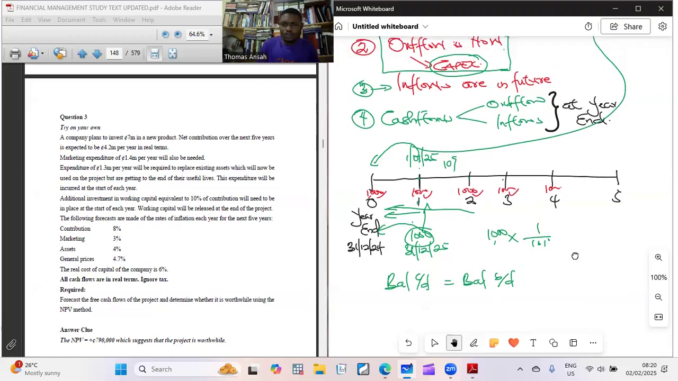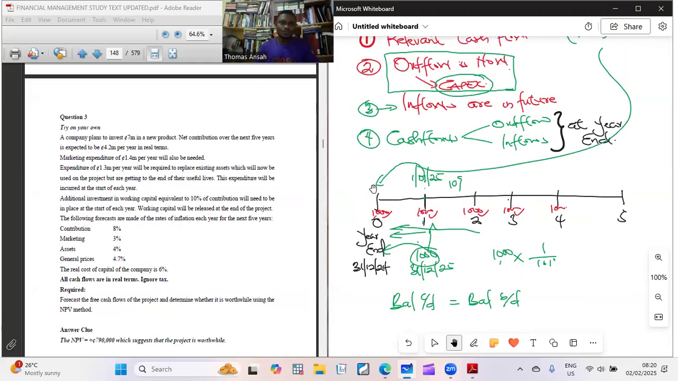So even though you realize that some of the flows are supposed to be happening at the end of each year, if the question tells you that they are at the start, then it means they are actually at the end of the previous year. And something that we are going to learn today is taxation and capital allowance coming into the equation. So now let's go back and solve our question.